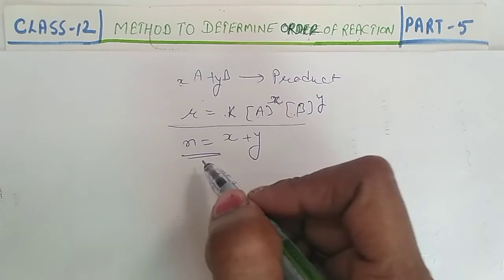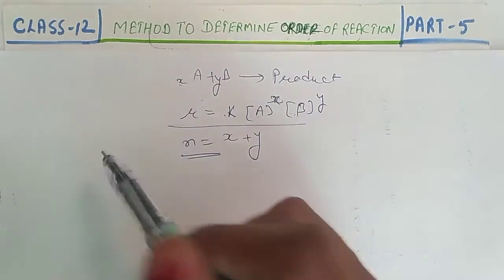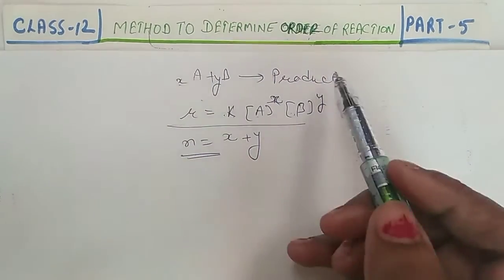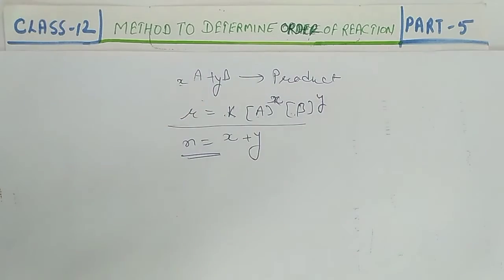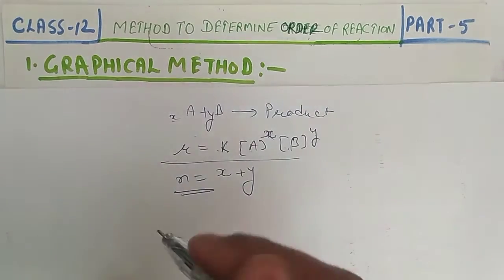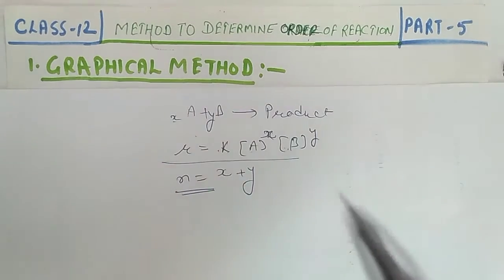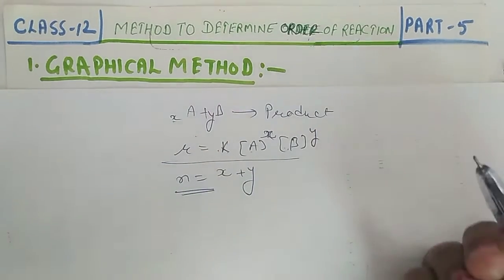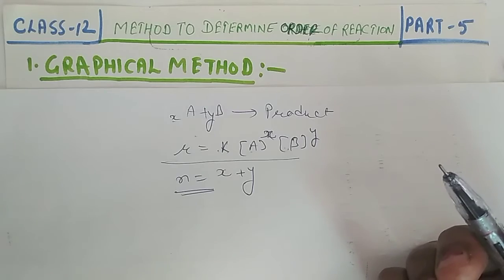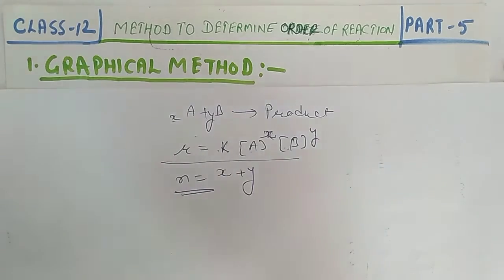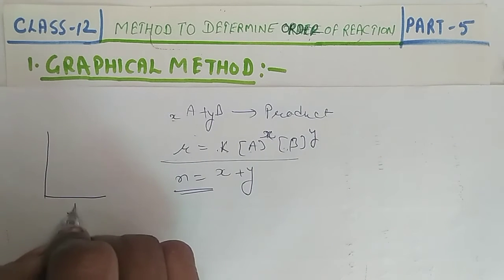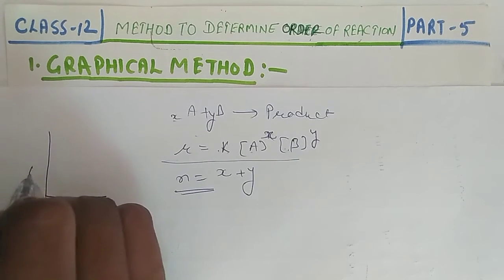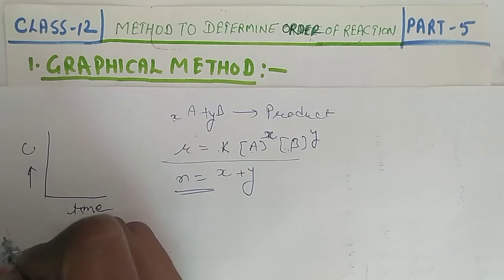Now we will discuss the methods by which we can determine the order of reaction. The first method is the graphical method. Graphical method means we study the graphs of different reactions to determine their order. In this method we will plot the graphs between time and the change in concentration of reactants.